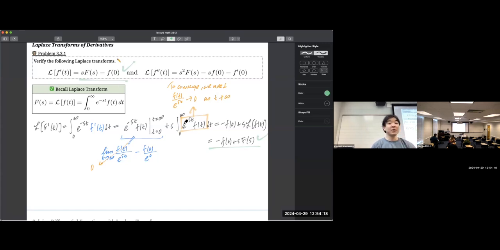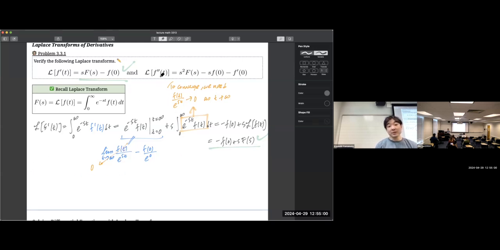This holds provided that the function has this property, where this ratio goes to 0 as t goes to infinity, which the book says means that f of t has to be of exponential order. Otherwise, this integral, or this term right here, won't converge. So the Laplace transform of f prime of t doesn't exist for all functions. It only exists for functions that have this property. But if your function does have that property, then it's equal to this.